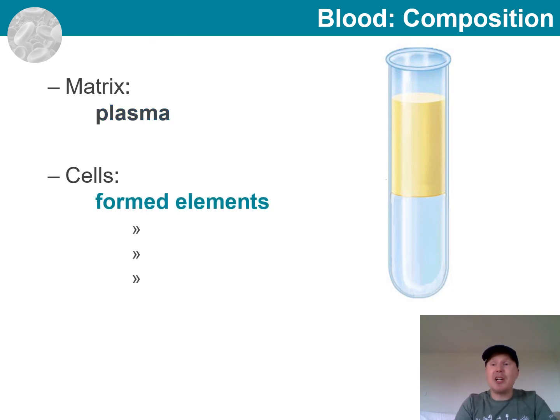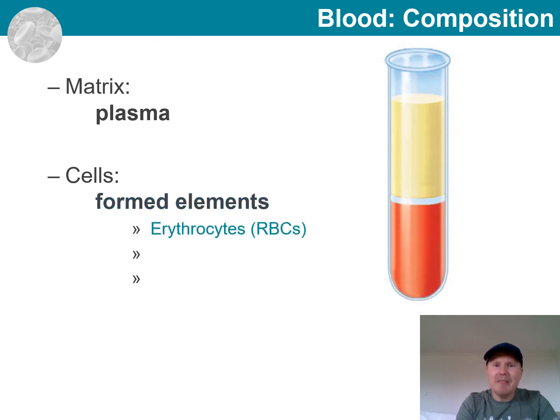These cells are known as formed elements of the blood, and there are three types that I want us to talk about. Firstly, about 45% of the volume is red blood cells. These are known as erythrocytes, and often you will notice that I abbreviate them simply as RBC, short for red blood cell.